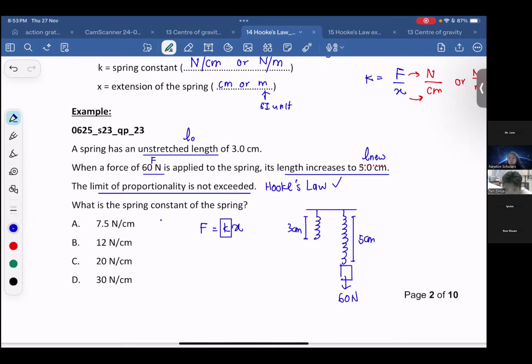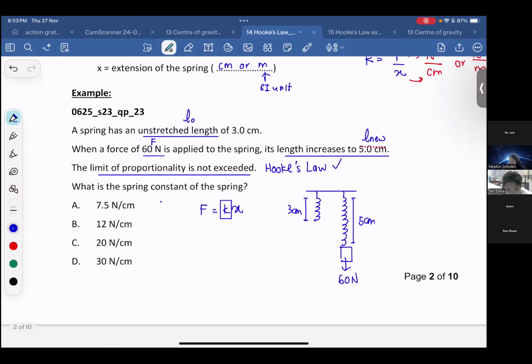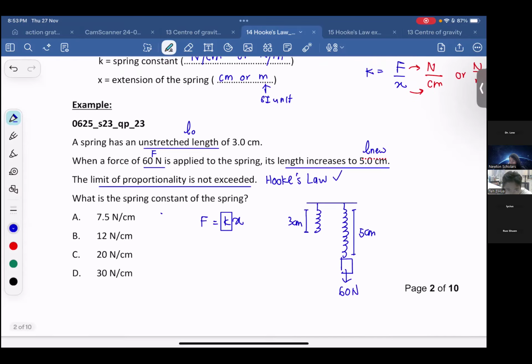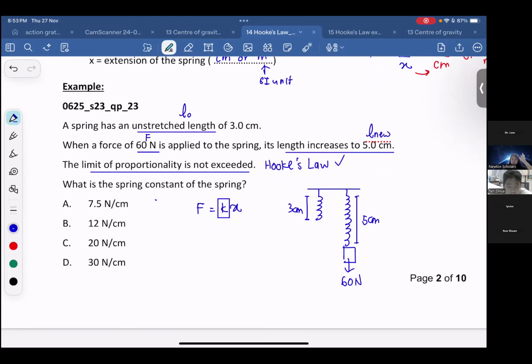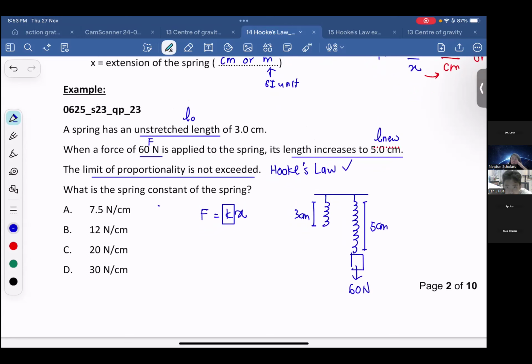Okay. Angeline, correct. Zihua, no. How about others? If you have no idea, I drew the diagram for you already. Original length is 3 cm without hanging any object. Then we hang the 60 Newton. Then it will increase to 5 cm. So we can apply Hooke's law because we still have not exceeded the limit of proportionality.